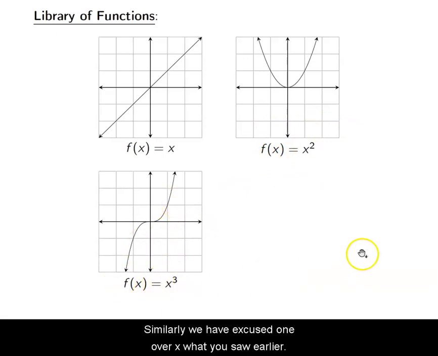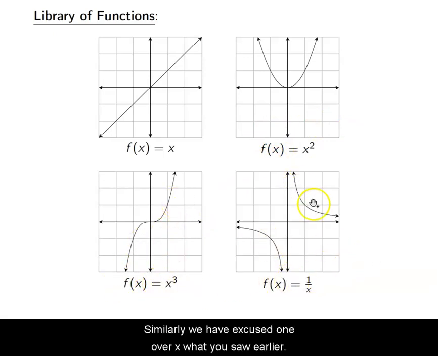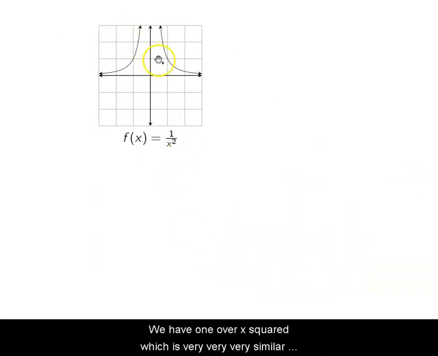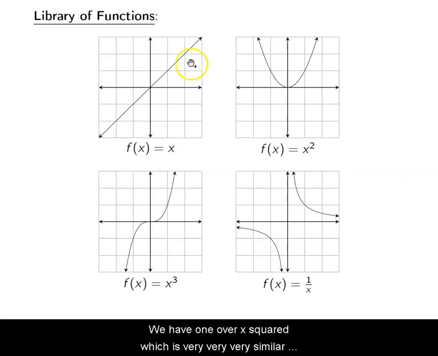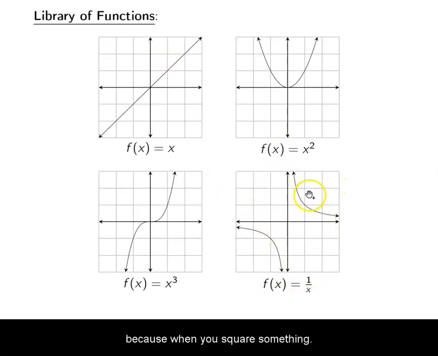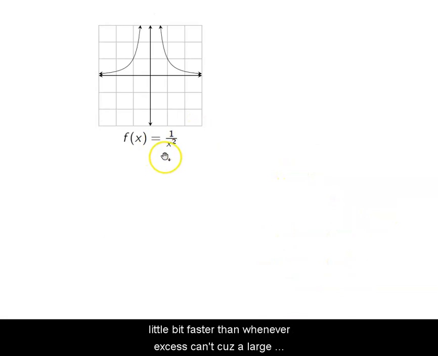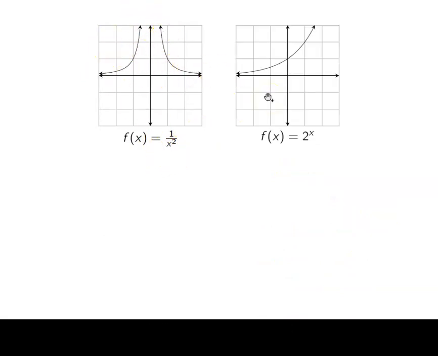Similarly, we have x cubed, 1 over x, which we saw earlier. We have 1 over x squared, which is very similar to 1 over x, but everything remains positive because when you square something, you only have positives, right? And in the case of 1 over x squared, it goes to 0 a little bit faster than 1 over x does, okay? Because the large values are on the denominator. So here, everything remains positive.